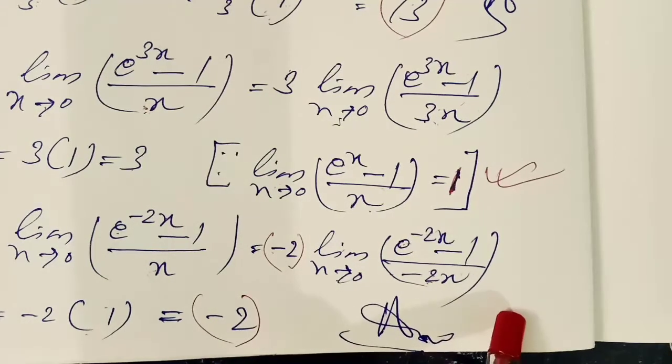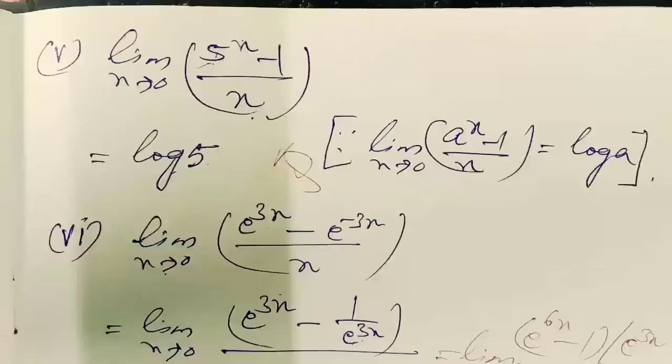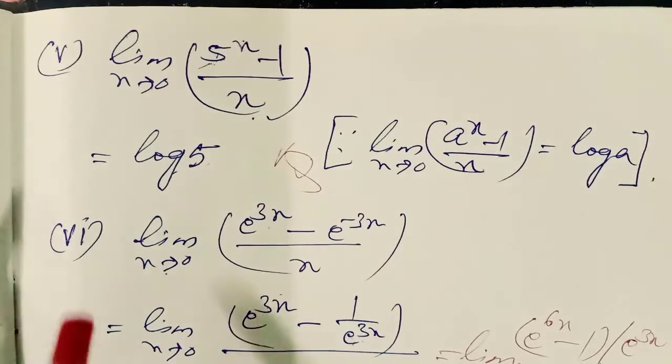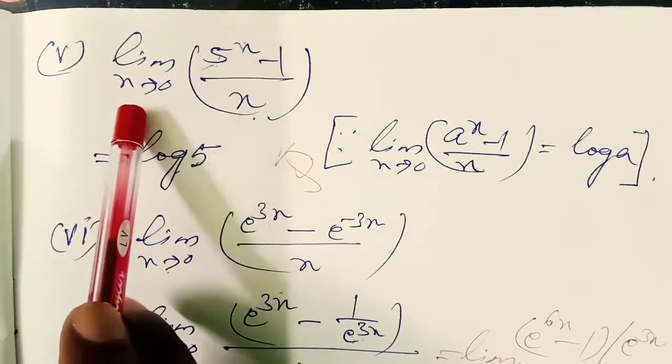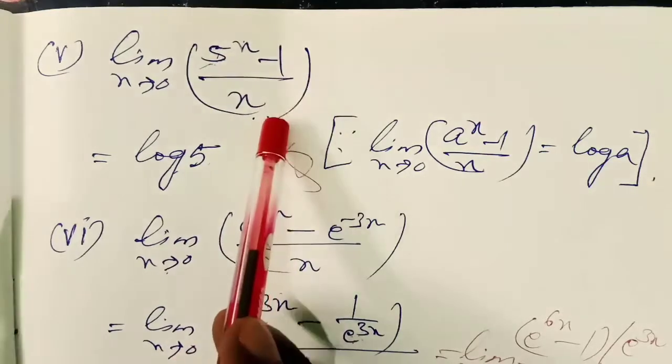Total 4 questions I have completed, number 3. Next I am doing number 5. Just see. See the question, number 5th part: limit x tends to 0, (5 to the power x minus 1) by x.